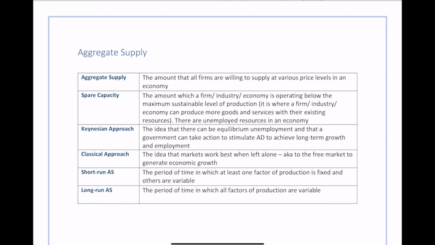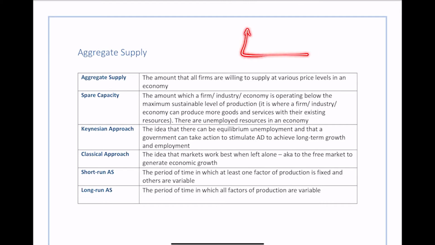In this video, we'll be taking a look at the concept of aggregate supply. In the last video, we took a look at aggregate demand, and now we'll try and understand the factors which affect aggregate supply. Aggregate supply is the amount that all firms are willing to supply at various price levels in the economy. So basically, if you have all the companies, all the different firms in the economy, it's the total amount of how much they're willing to supply at different price levels.